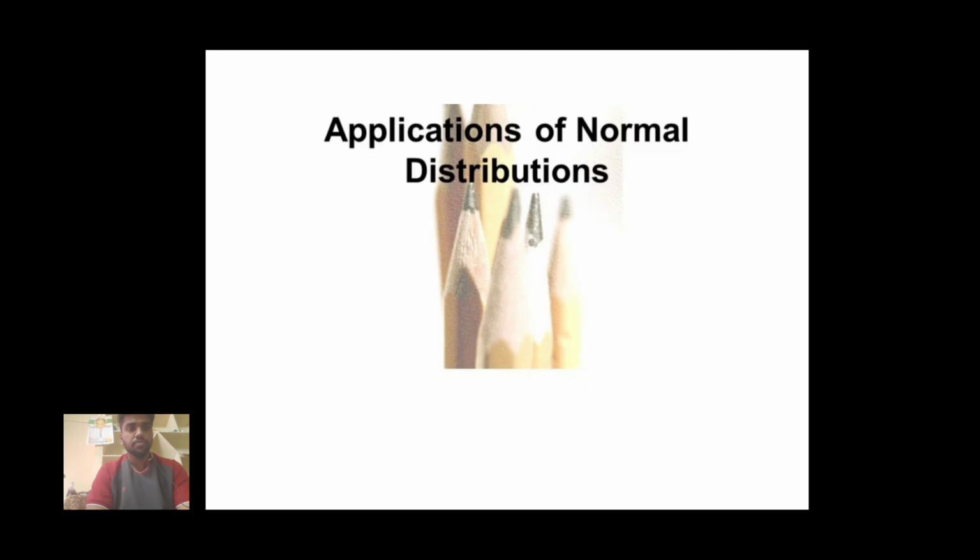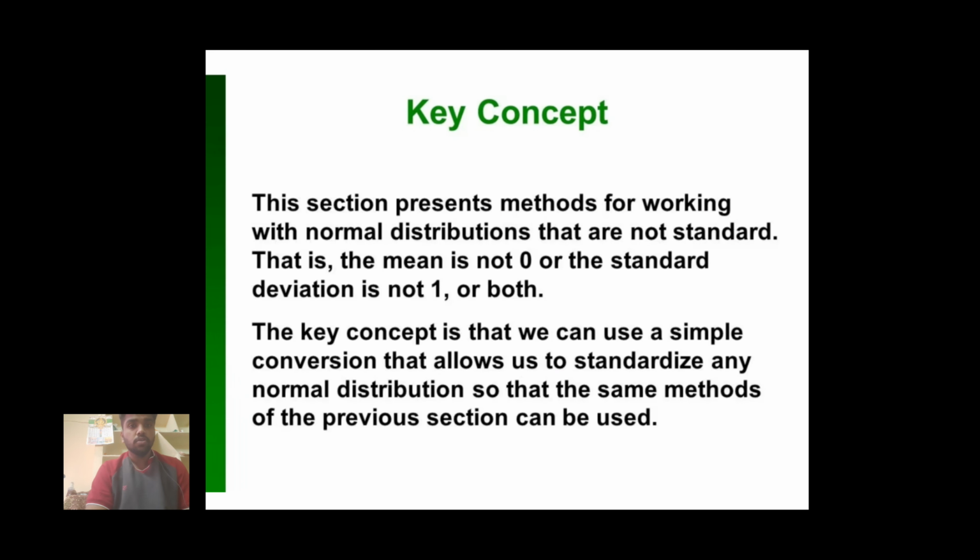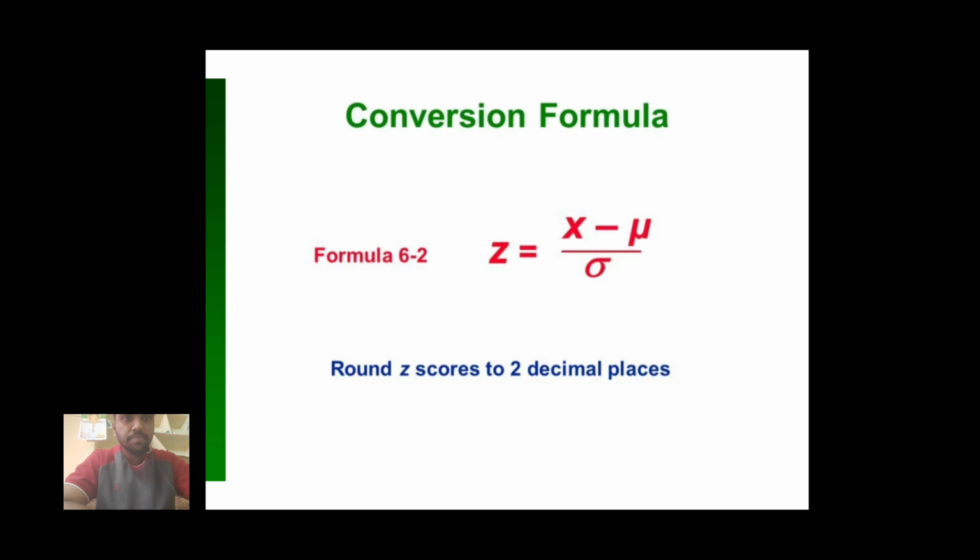Application of normal distribution. Key concept. This section presents methods for working with normal distributions that are not standard, that is, the mean is not 0 or the standard deviation is not 1, or both. The key concept is that we can use a simple conversion that allows us to standardize any normal distribution so that the same method of the previous section can be used.